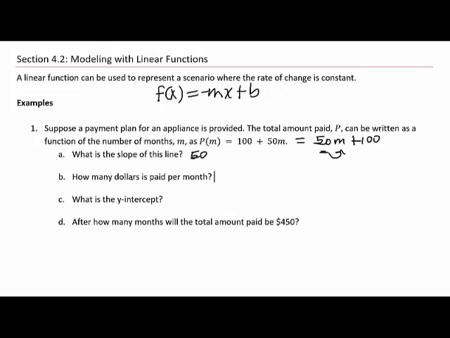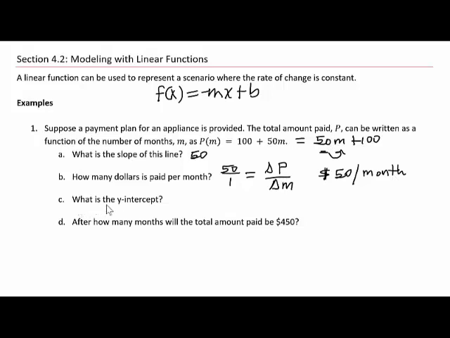And in part B, how many dollars are paid each month? So we go back to the slope, which is how much. Okay, well, if the slope is 50, and we can write this as a fraction 50 over 1, that's going to be change in the total amount paid per month, so over change in number of months. And so that tells us that the amount paid is $50 a month for this appliance.